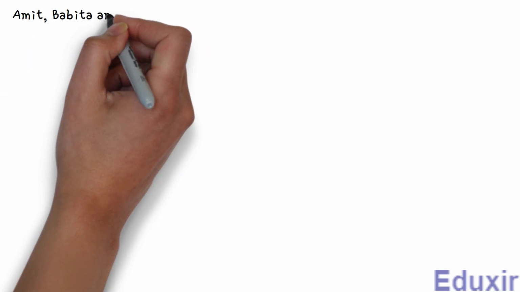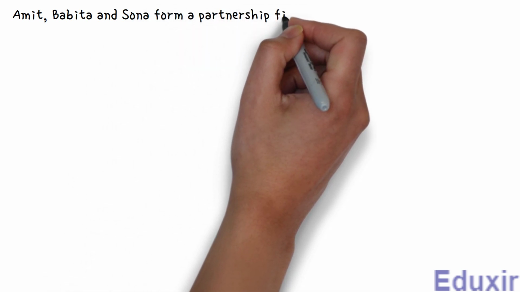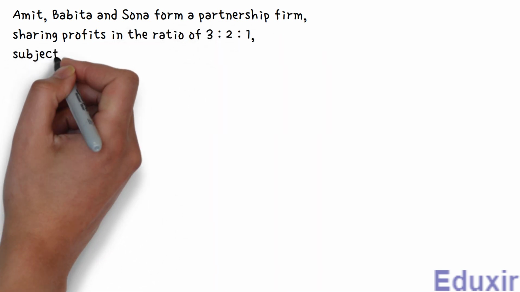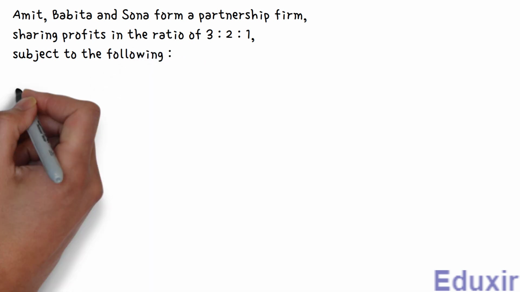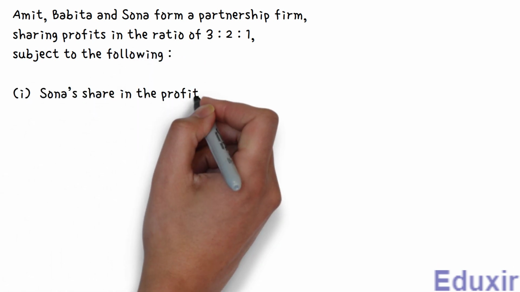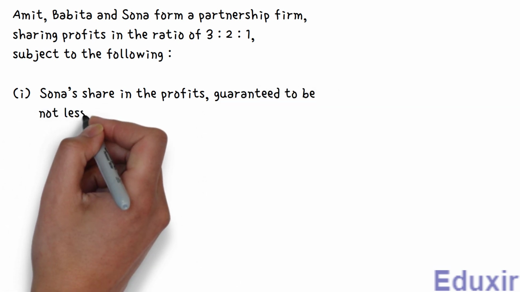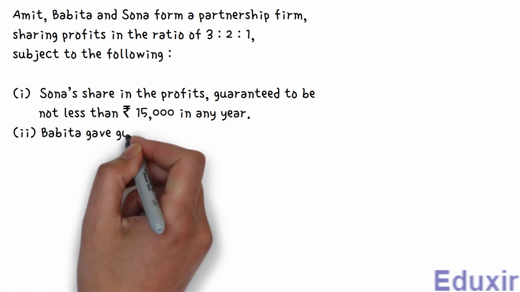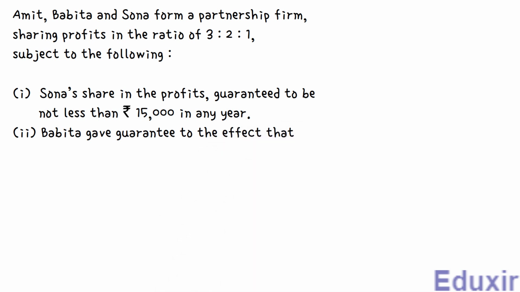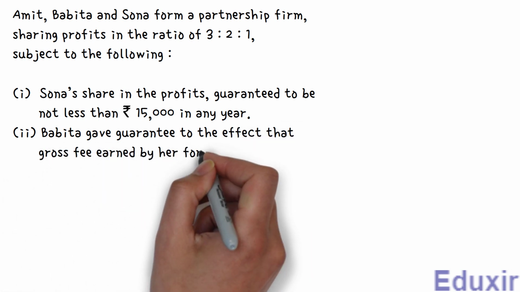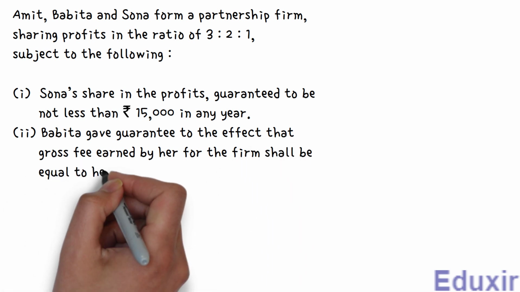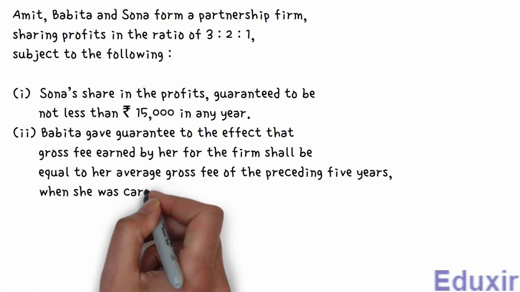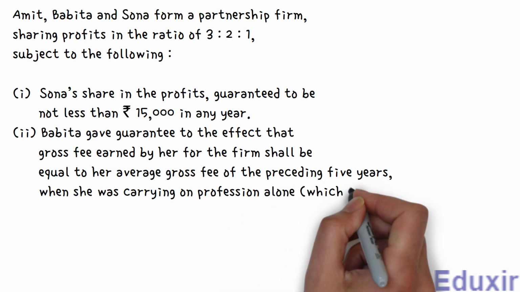Amit, Babita and Sona form a partnership firm, sharing profits in the ratio of 3:2:1, subject to the following. 1. Sona's share in the profits guaranteed to be not less than 15,000 rupees in any year. 2. Babita gave guarantee to the effect that gross fee earned by her for the firm shall be equal to her average gross fee of the preceding 5 years when she was carrying on profession alone, which is 25,000 rupees.